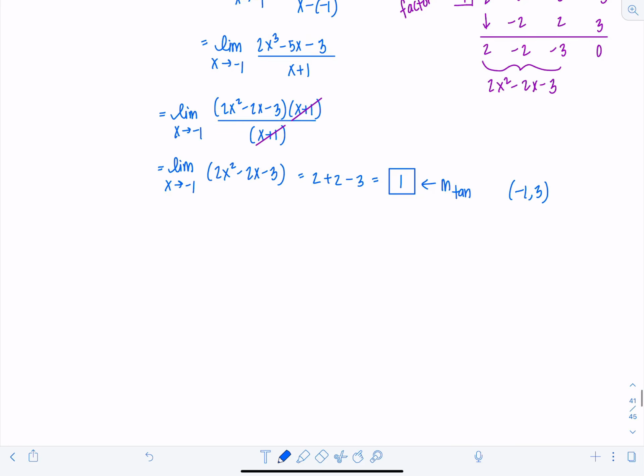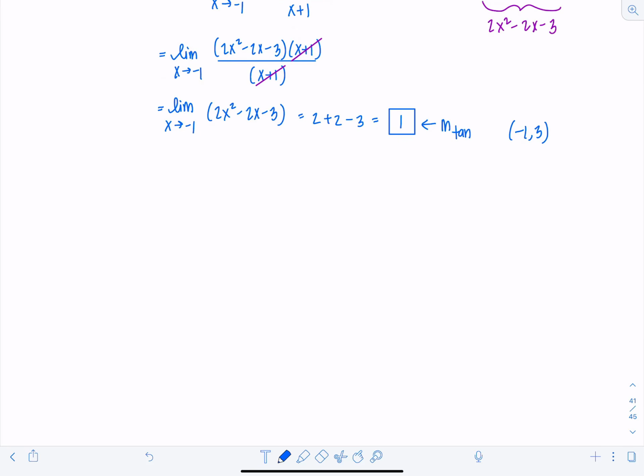So we're going to put it all together and write the equation of the tangent line. Let's start off using point slope form. So y minus y1, y minus 3, equals m times x minus x1. So y minus 3 equals x plus 1, which means y equals x plus 4. Very nice.